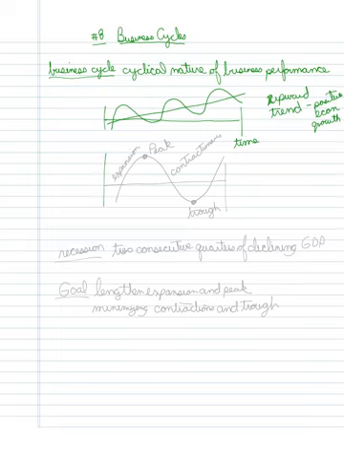And taking this a little bit further, we have the top, which is known as our peak, the bottom, which is known as our trough, and then we have an expansionary period that leads up to our peak, and we have a contractionary period that leads down to our trough.